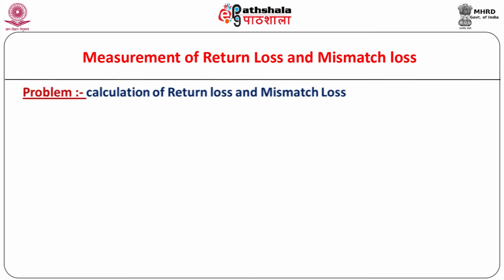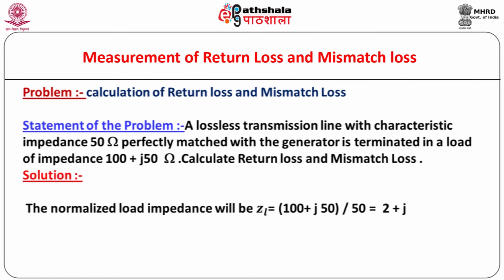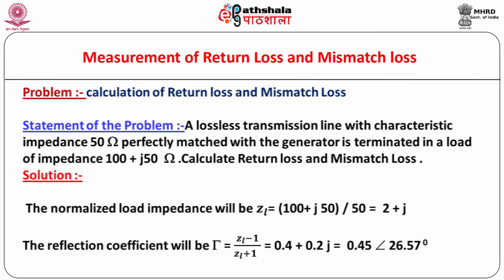To have some idea of calculating the values of return loss and mismatch loss, let us see a simple illustration. Consider a lossless transmission line with characteristic impedance 50 ohm, perfectly matched with the generator but terminated in the load impedance 100 plus j50 ohm. The normalized load impedance will be 2 plus j1 and the reflection coefficient gamma will be 0.45 with a phase angle 26.57 degree.